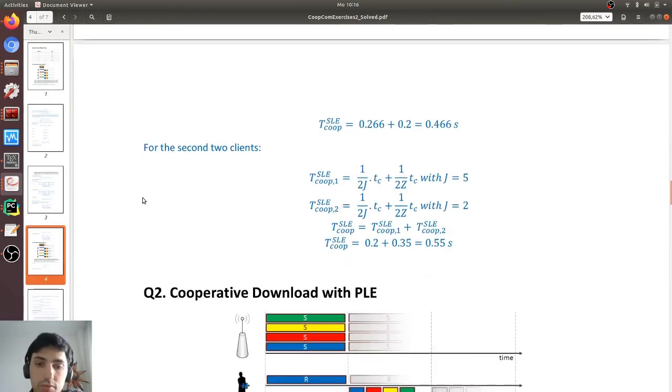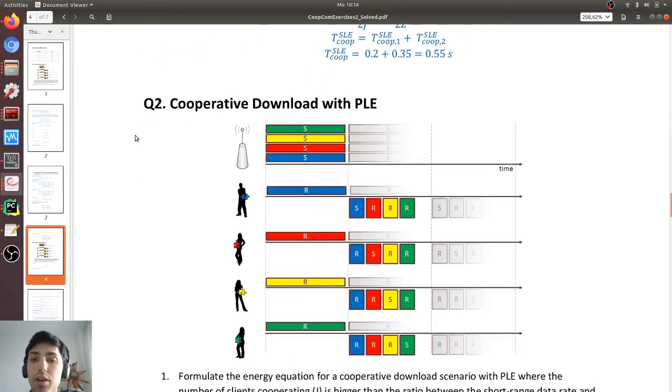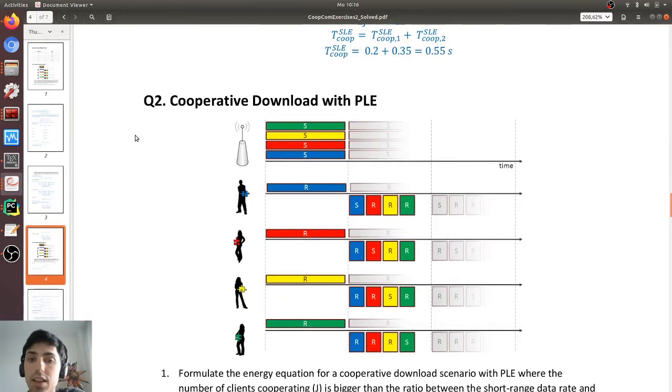Good. Now let's go to the cooperative download with PLE. In this case, we see that the users have 2 antennas. One is going to be the cellular antenna and the other one is going to be the short range antenna, and they can do both at the same time. So they can do this local exchange, this short range exchange, and at the same time they can still be receiving, as you can see here.